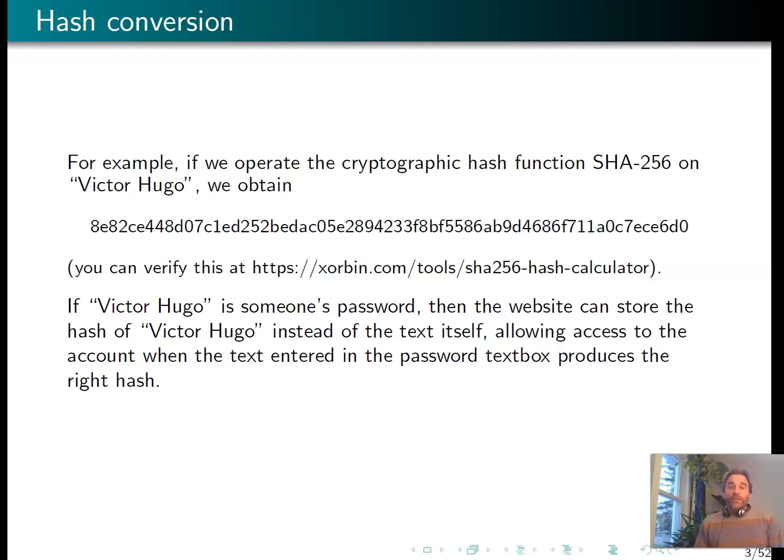If Victor Hugo is a user's password, then the user who knows that the password to a given account is Victor Hugo is the only one who can reproduce the hash 8E82CE448. So if the website stores the hash instead of storing Victor Hugo, only the user knowing the password will produce the correct hash that will unlock this specific account.